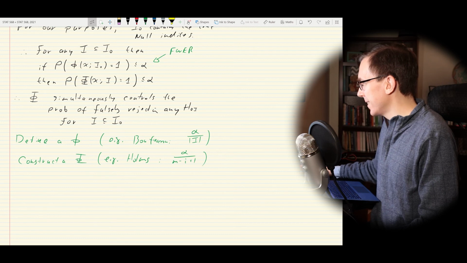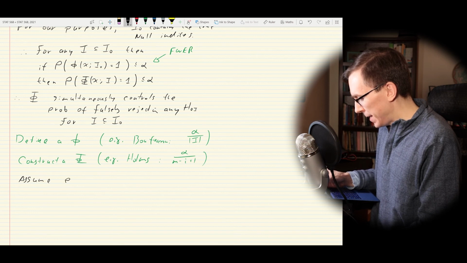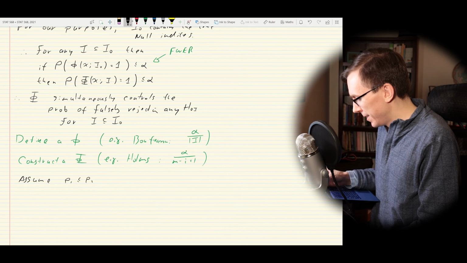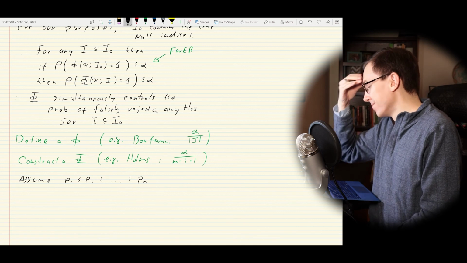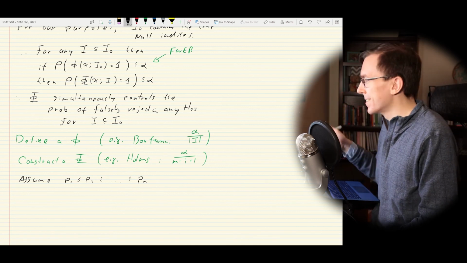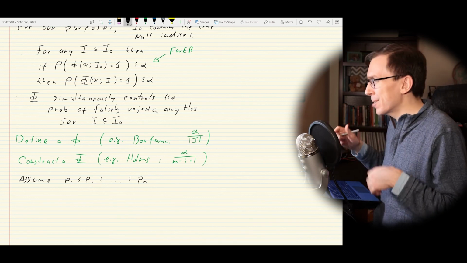Okay, so for convenience, assume that P1 is less than, or I guess less than or equal to, P2, even though they're never going to be equal for continuous, I guess. Let's assume we have that set up. I'm just going to drop the parentheses because it gets kind of annoying to include parentheses everywhere.